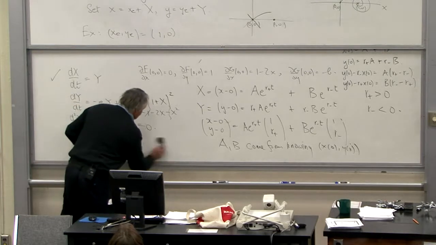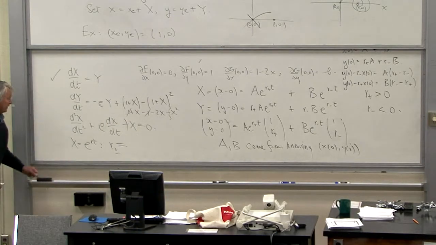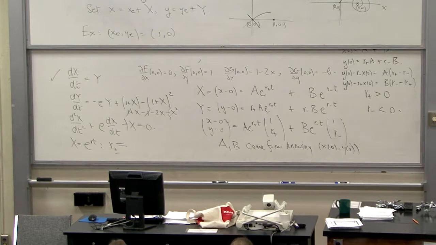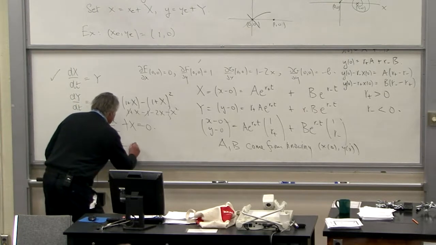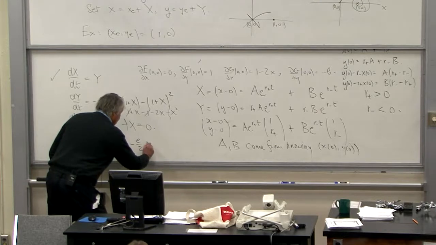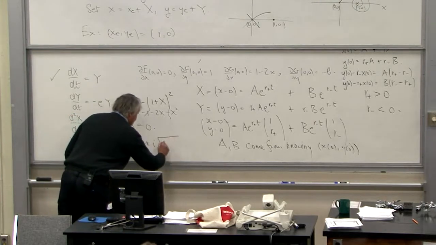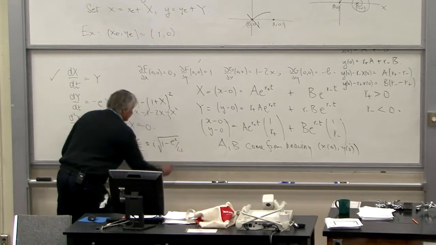Now, what are the roots? Well, it depends whether E squared is greater than or less than 4. But let's imagine E is small. R plus or minus is now minus E over 2 plus or minus I times the square root of 1 minus E squared over 4.